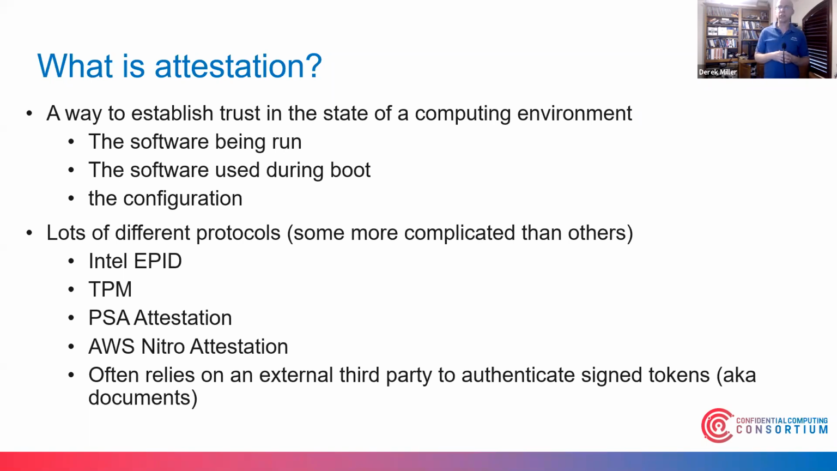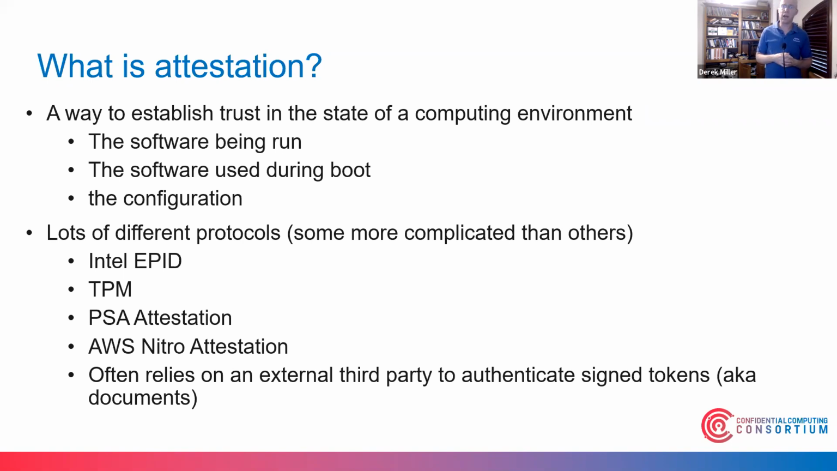One of the challenges with attestation is that there's lots of different protocols, and some of them are more complicated than others. There's Intel EPID, which is probably the first one that most people became familiar with. It's got some very unique privacy protocols to it. That makes it a bit more complicated as well. TPMs, of course, trusted platform modules, have an attestation protocol. The platform security architecture's PSA attestation protocol is also one that we support. And then there's also AWS Nitro attestation, which is unique in its own ways.